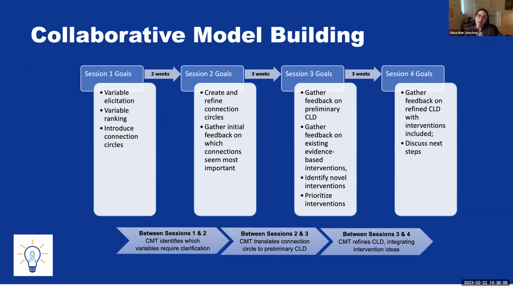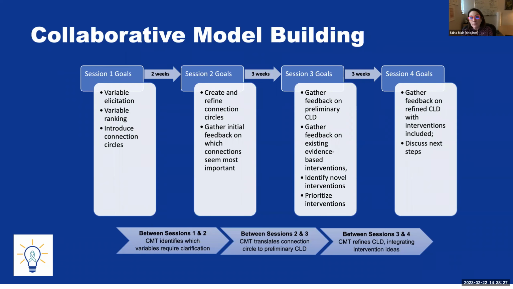They brainstorm by themselves. They come together in small groups, discuss their variables and put them on cards. Then they share with the larger group, and then people rank in relative importance. You get, say, 5 stickers, to mark the 5 variables that you think are most important. And then we introduce this concept of connection circles, which I'll show in the next slide.